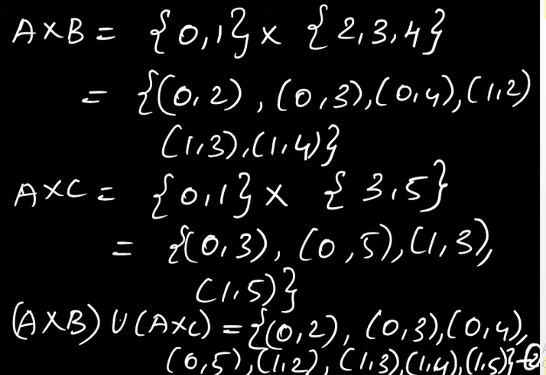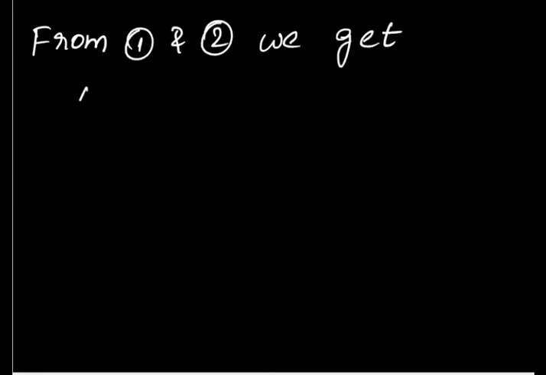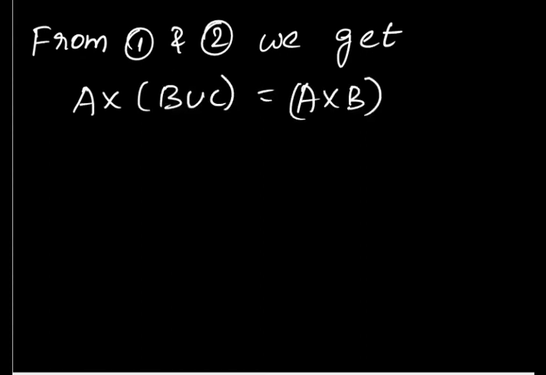Now compare your equation 1 and 2 and verify whether both the values are the same or not. So from equation 1 and 2 we get A cross (B union C) is equal to (A cross B) union (A cross C). Hence verified.